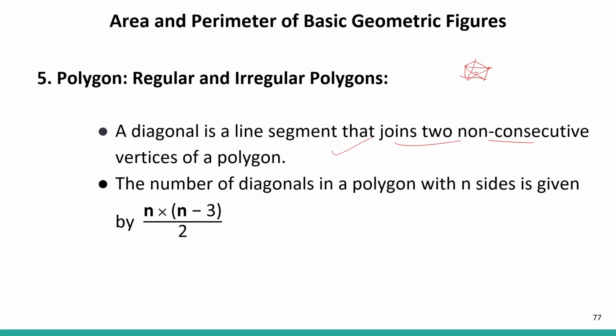This is a diagonal. These are all diagonals. This is also a diagonal, and this is also a diagonal. These are all the diagonals of a 5-gon. The number of diagonals in a polygon with n sides is given by n times (n minus 3) divided by 2. This is the formula to evaluate how many diagonals there will be if we are given an n-gon.